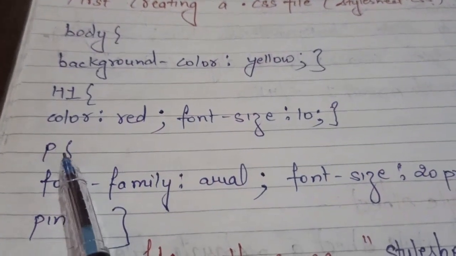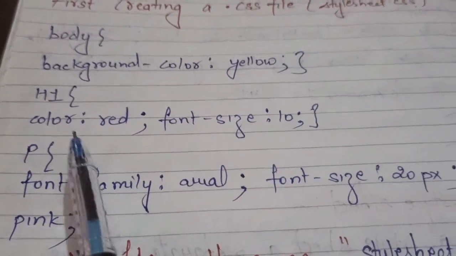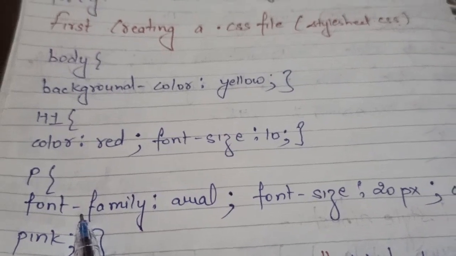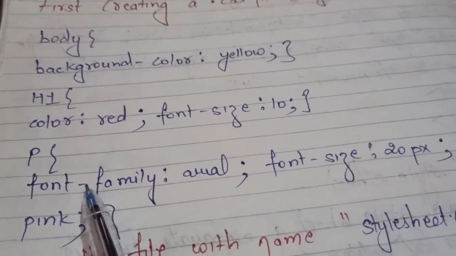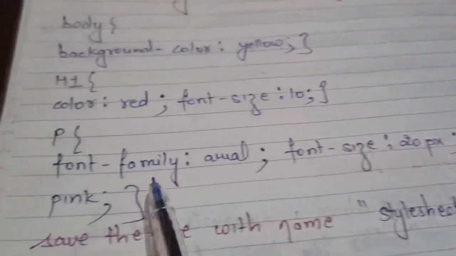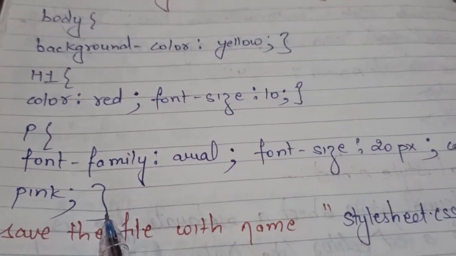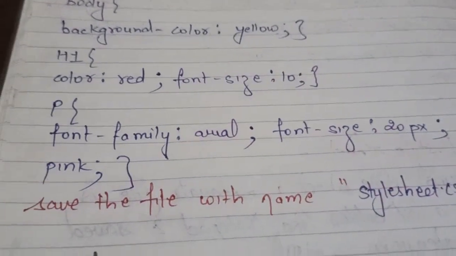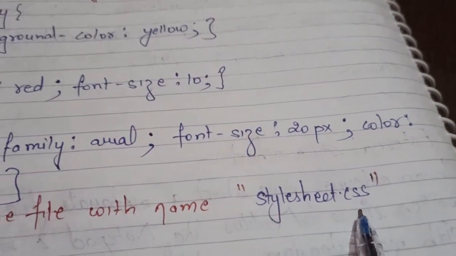Then paragraph, that is P, which is an HTML element. In that I have applied the CSS style, that is font family would be Arial. Then font size I have taken 20 pixel and color I have taken pink. Then I have closed. Then my file has been created. Then after that I have saved the file with the name stylesheet.css.